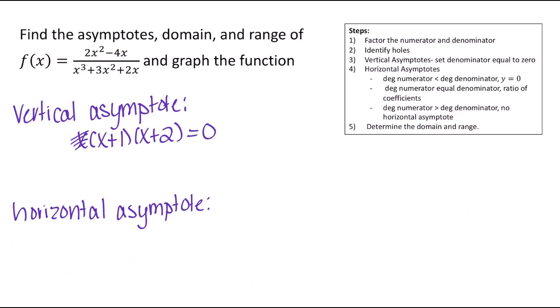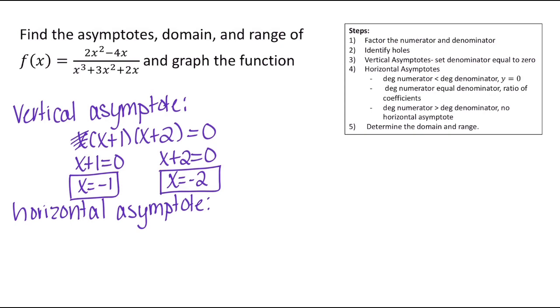So when I set this equal to 0, that gives me x + 1 = 0, or x + 2 = 0. When I solve these two equations, that gives me x = -1, which is one of my vertical asymptotes, and x = -2, which is another vertical asymptote.